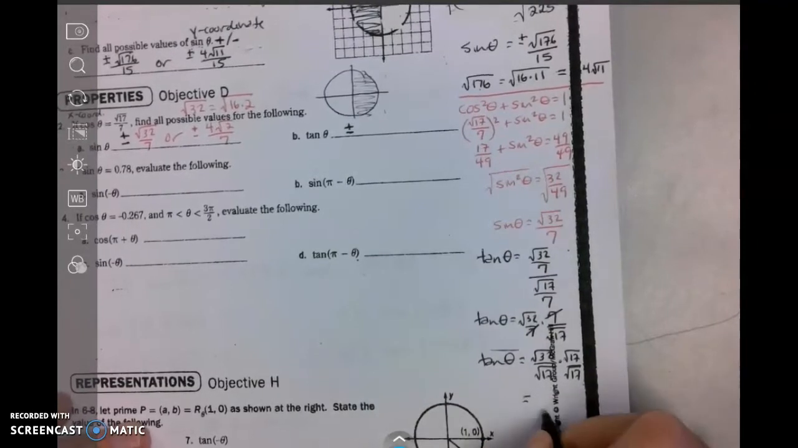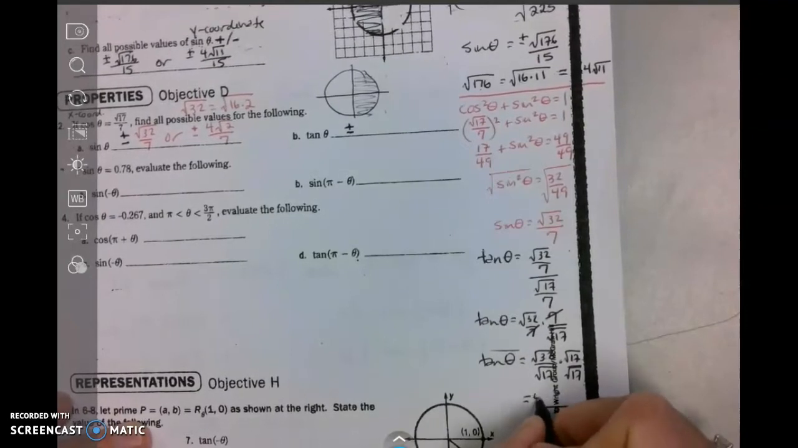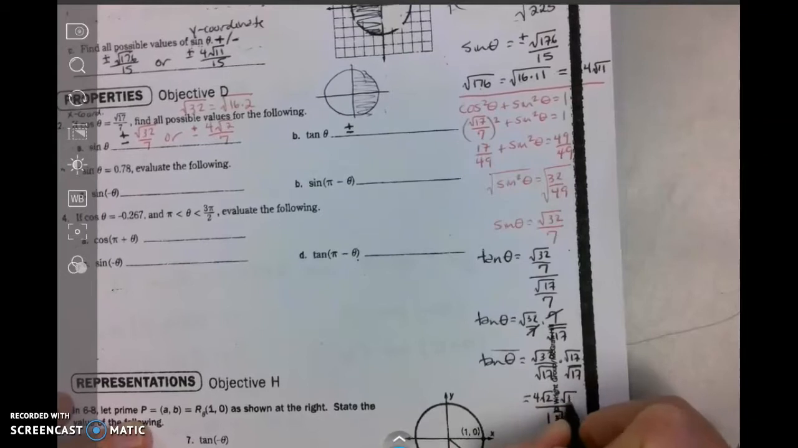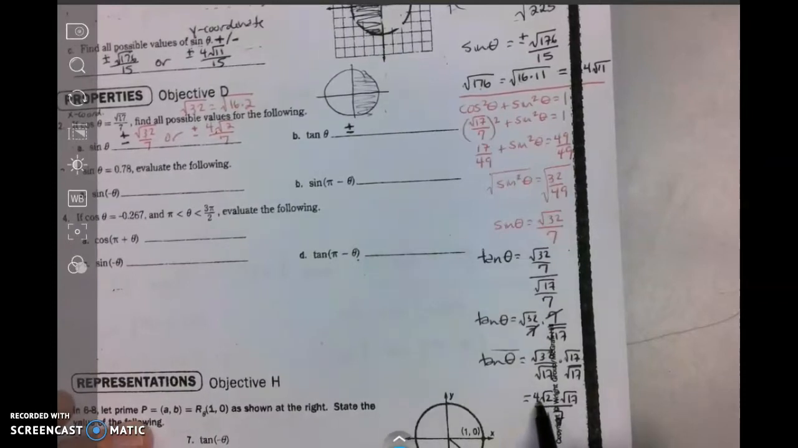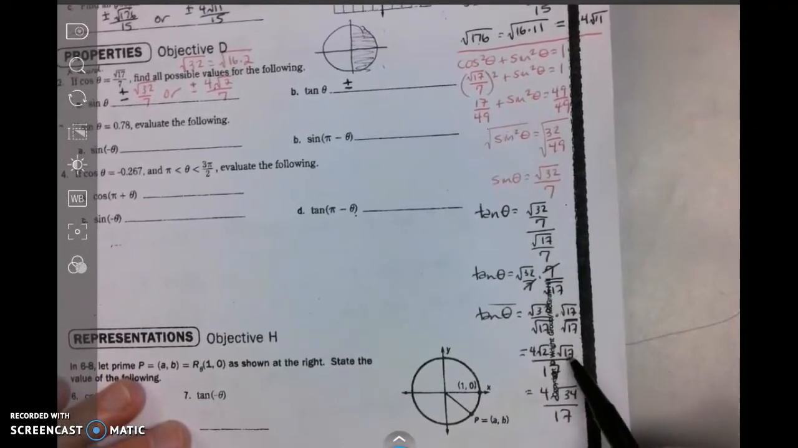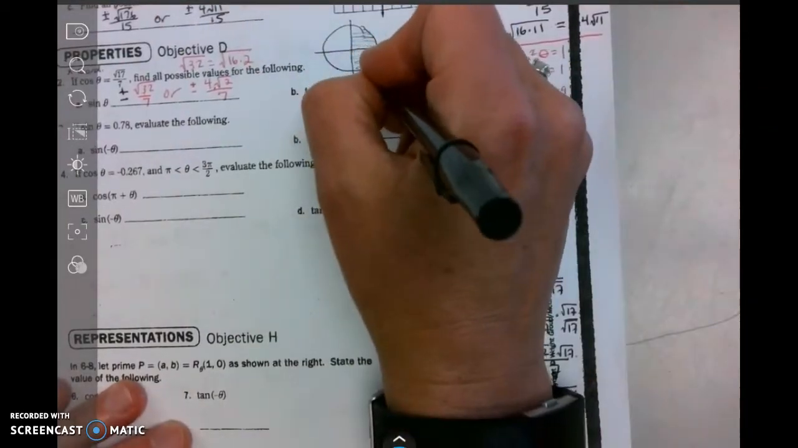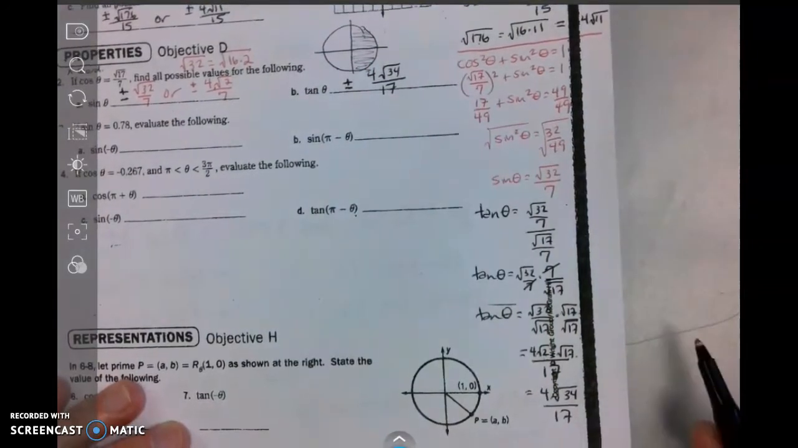And now is where I'm thinking, I really don't like this 32 and 17. Maybe I should write 4 square root of 2 times square root of 17. I'm using the 4 square root of 2 instead of the square root of 32. And then I would end up with 4 square root of 34, because 17 times 2, all over 17. So it was easier when I got to this step to have the 4 square root of 2, because then it just becomes 4 square root of 34. So plus or minus 4 square root of 34 all over 17. That's my final answer for tangent.